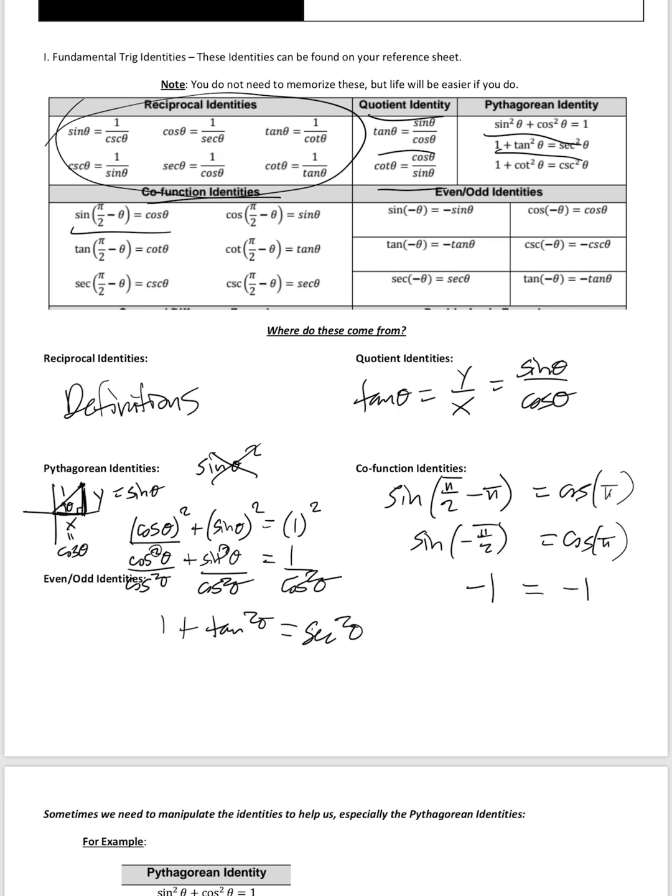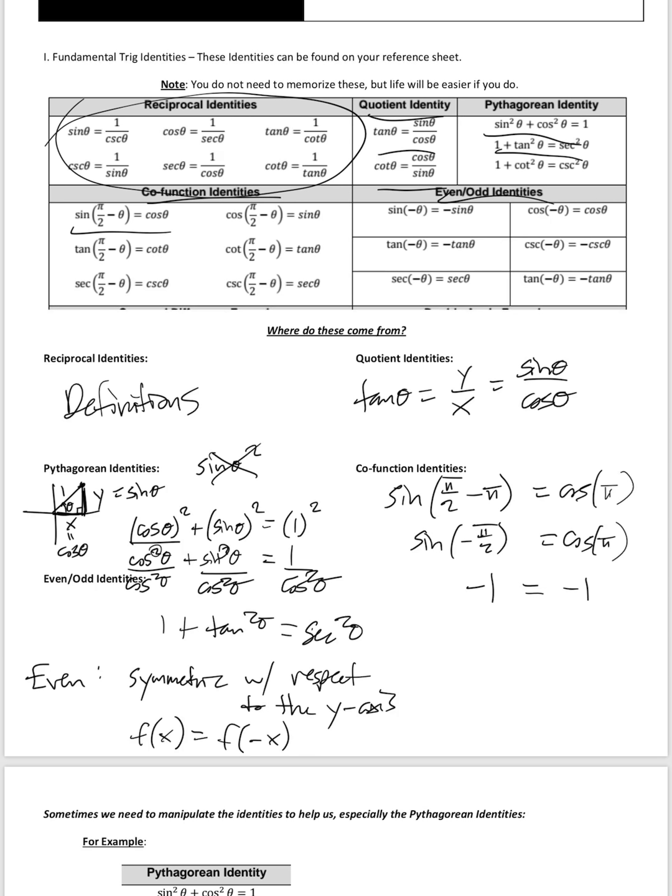Finally, the even and odd identities. We've seen the words even and odd before, all the way back in Unit 1 in the fall. We talked about even and odd in terms of functions. Functions could be even or odd. If you remember, even functions were symmetric with respect to the y-axis. Algebraically, that meant f of x equals f of negative x.